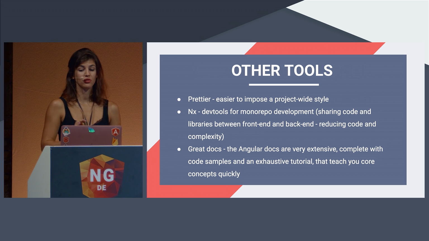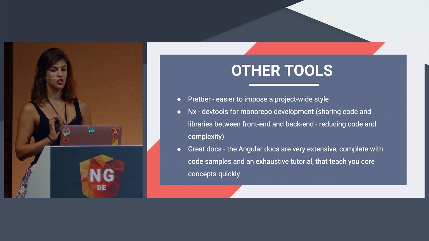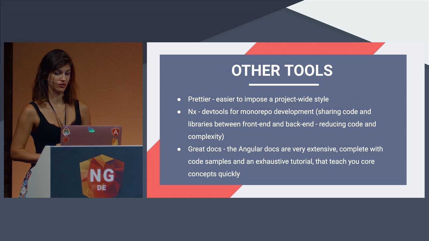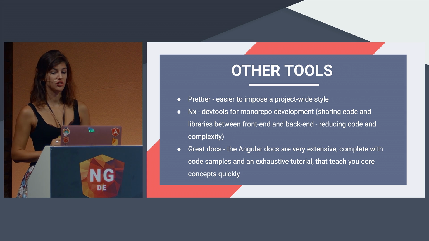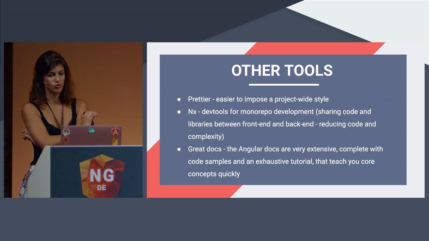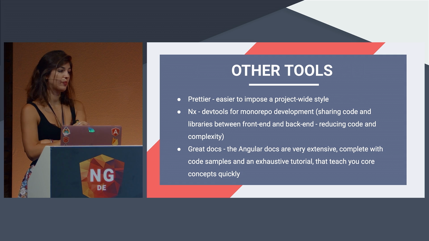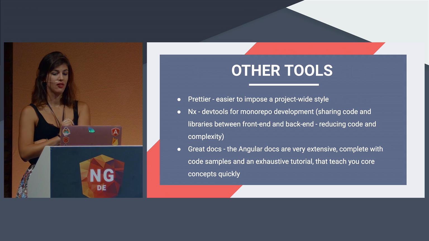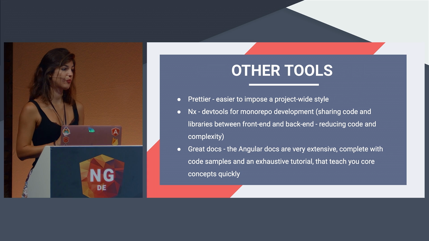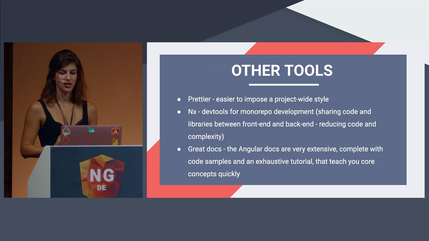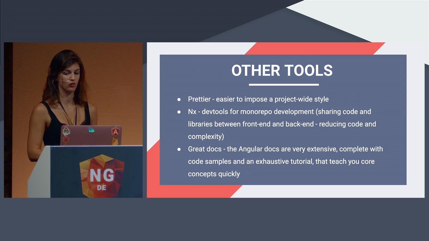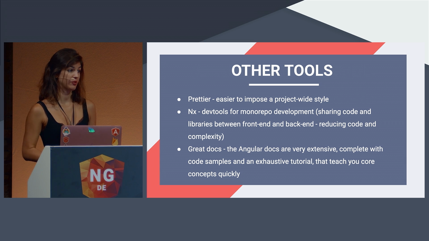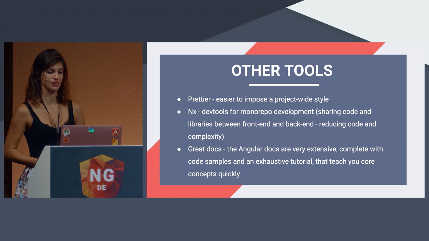Then you have other tools that are not Angular-specific, but do help when developing with Angular. You have Prettier, which is a Visual Studio Code plugin, and it makes it easier to impose a project-wide style. This helps teams not bike shed on what the project-wide standard is. Instead of having them understand the style guidelines, you have them use Prettier to figure out how to structure their code better. And it also helps people adopt and get used to best practices.